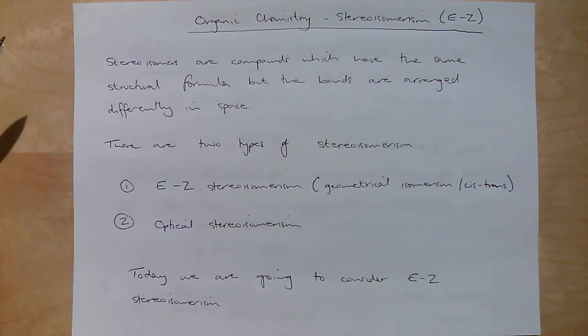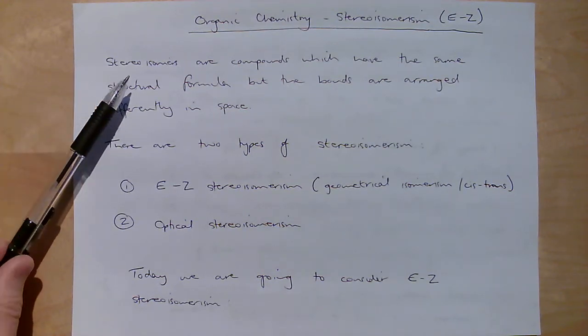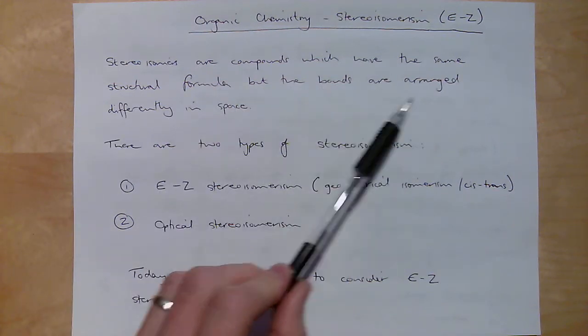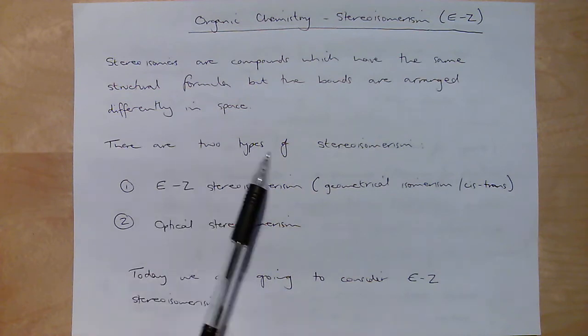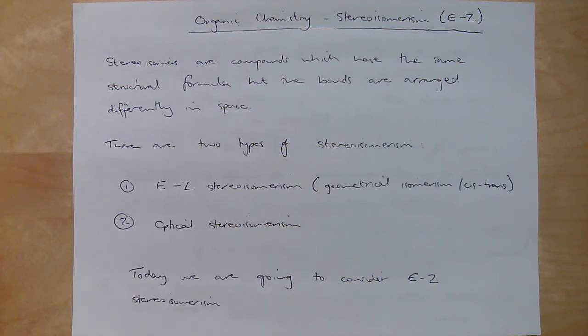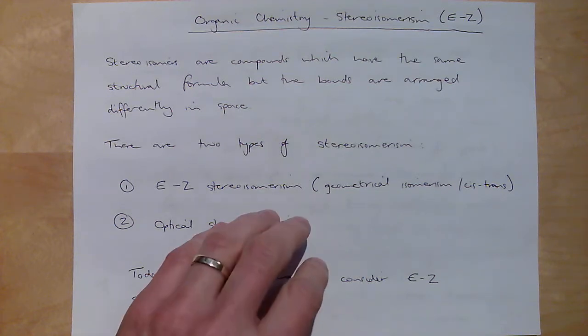Today we're going to have a look at stereoisomerism. Stereoisomers are compounds which have the same structural formulae, but the bonds are arranged differently in space. There are two types of stereoisomerism that we need to learn: EZ stereoisomerism, also known as geometrical isomerism or cis-trans isomerism, and optical isomerism. Today we're going to consider EZ stereoisomerism.